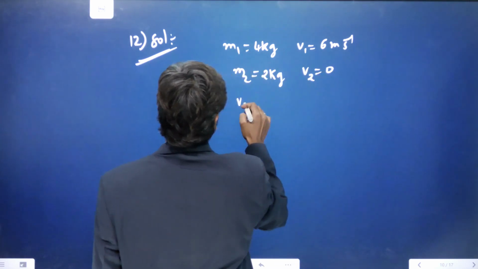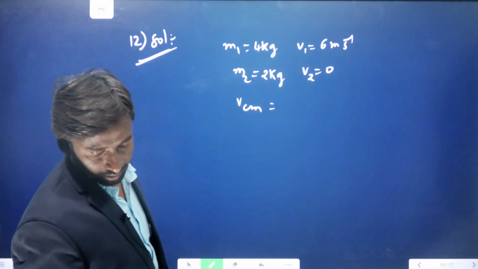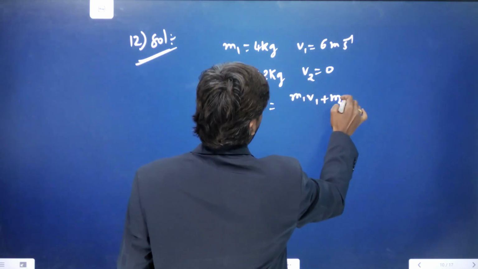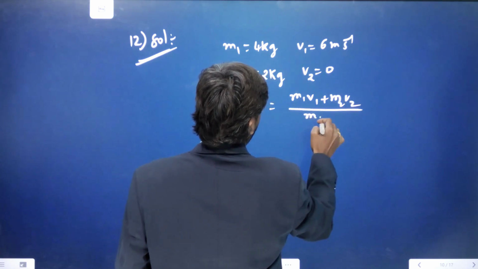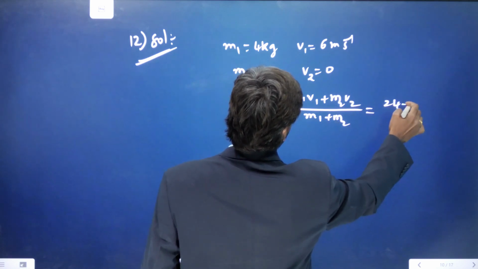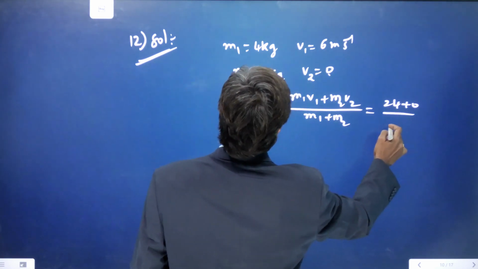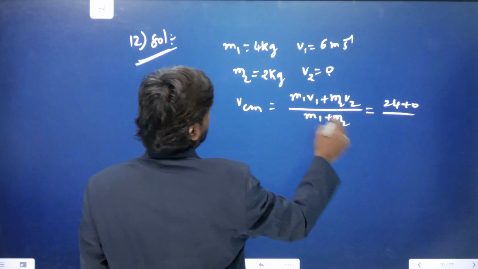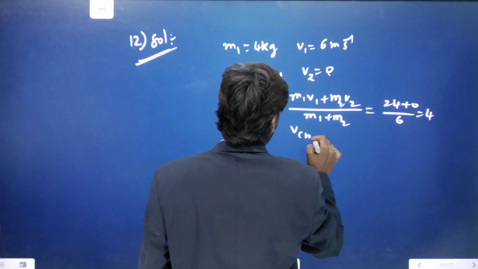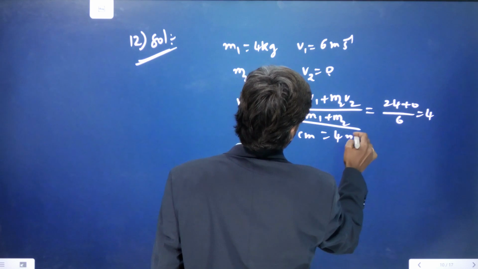Now they are asking the velocity of the center of mass. The formula we know: m1 v1 plus m2 v2 divided by m1 plus m2. Substitute here and we will get the answer: 24 plus 0 divided by, the mass is 6. So we will get 4. Therefore, the velocity of the center of mass VCM is equal to 4 meters per second.